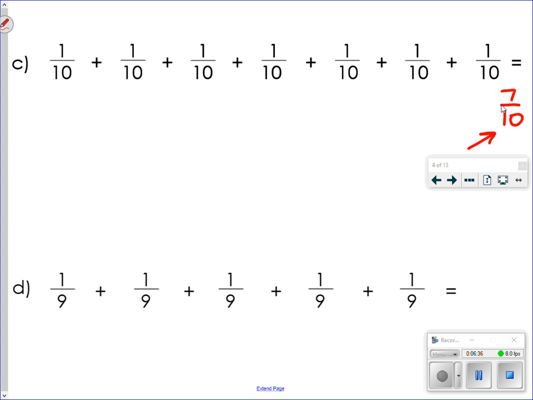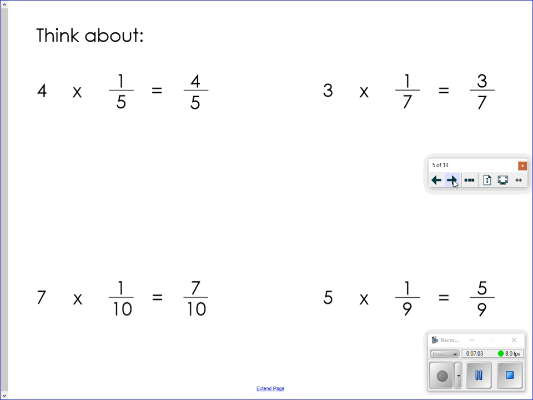Okay, so again in D, we've got ninths. And how many ninths do we have? 1, 2, 3, 4, 5 of them. 5 ninths. Now, as you can see, it would get pretty cumbersome to write 1/10 plus 1/10 plus 1/10 plus 1/10 7 times. So there has to be an easier way to write repeated addition when we're adding the same thing over and over and over again. And that is with multiplication, isn't it?